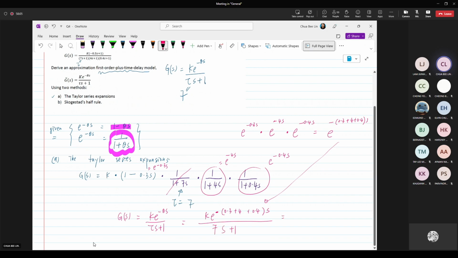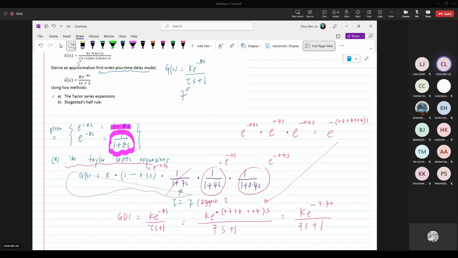So your final answer will be k e negative, so this will give you 4.7s over 7s plus 1. So this is Taylor series expansion. The tau will be biggest tau. Okay, then you repeat the same for the same line you have explained.